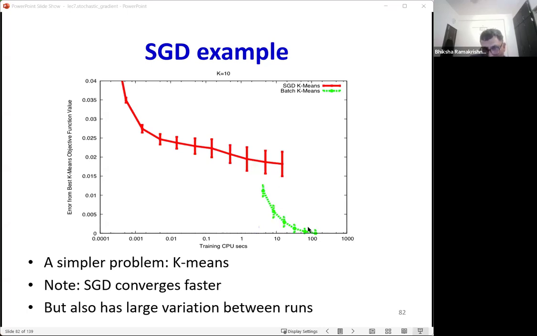Whereas for the batch updates, because the number of training instances is much larger, the variance is much smaller, and it converges much more cleanly. This makes sense to everybody? Yes, no?